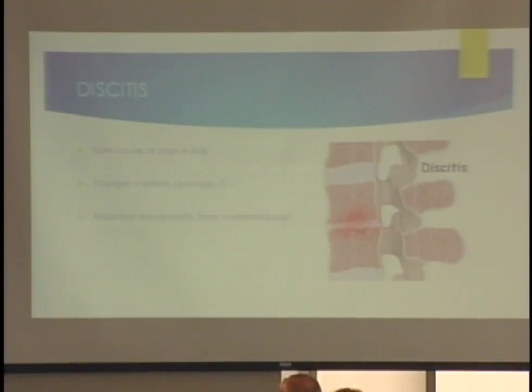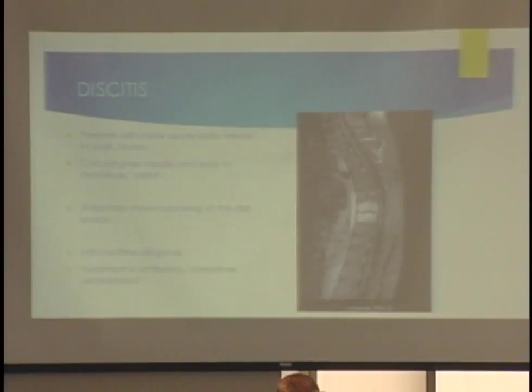Discitis, really rare. I've seen it a couple of times here in about 8 years, but you don't want to miss it. Younger kids, typically kids who are 6 or 7, are not going to have muscle strains or back pain due to that, but they could have an infection. So you can have an osteomyelitis of the spine here, and that can actually migrate into the disc space. And so that can cause acute pain pretty quickly.